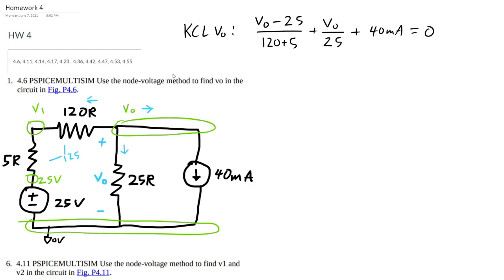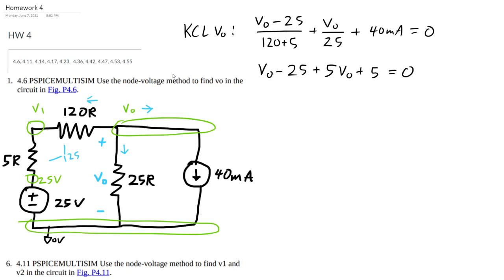So next thing is we're going to simplify. We have one equation, one node, so it'll be pretty simple. Multiply everything in here by 125 to get rid of the fractions. We're going to end up with VO equals, or minus 25 plus, let's see, 125 divided by 25 is 5, so 5 VO. This one I used the calculator for, 40 milliamps times 125 ohms is 5 volts.